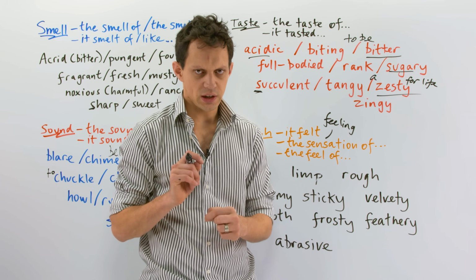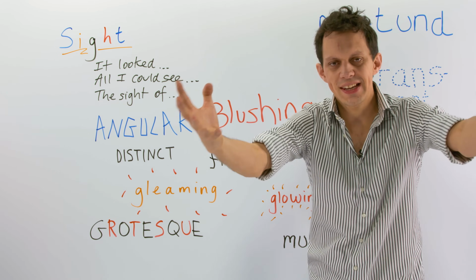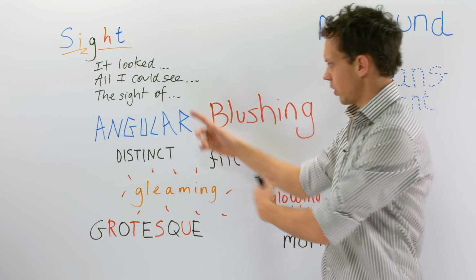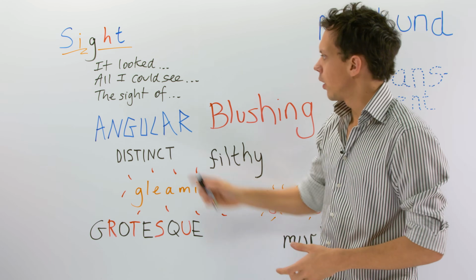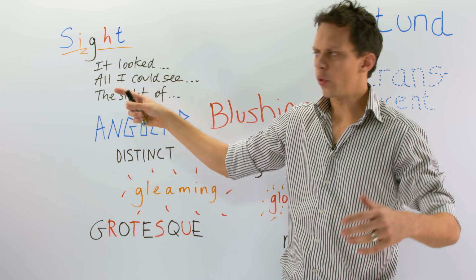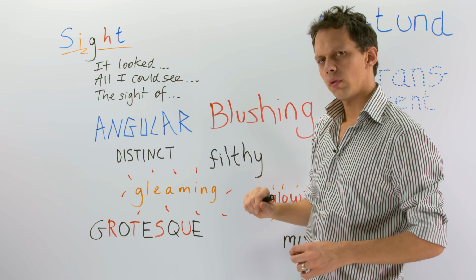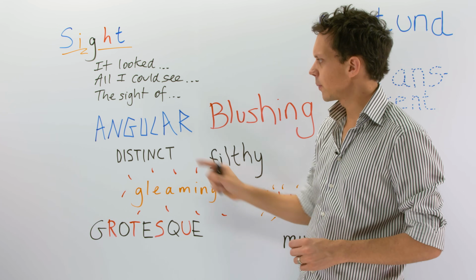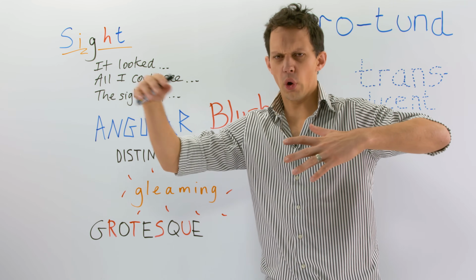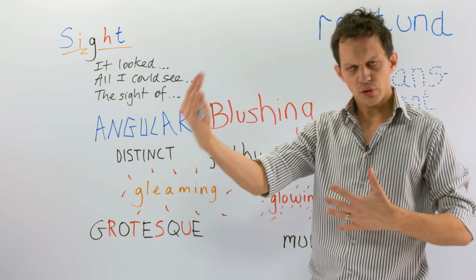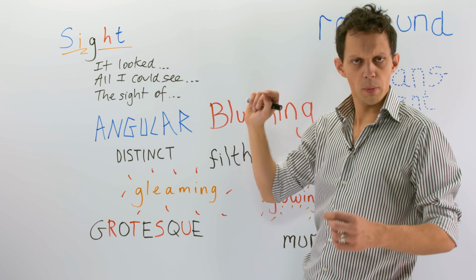Are you ready to learn 10 new words about sight? Sight, okay, what we see with our eyes. This is why I've tried to use more colour to appeal to how things look. It looked beautiful. It looked fantastic. It looked like a beautiful sunset. All I could see was cars, fog. Describe. The sight of the Eiffel Tower was jaw-droppingly impressive.